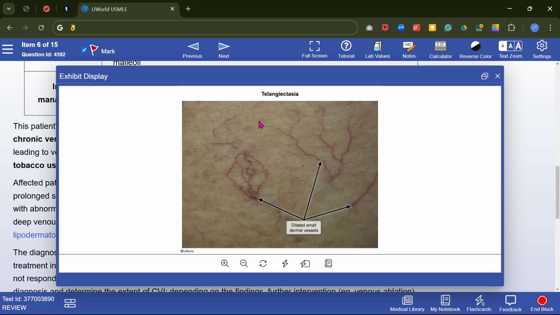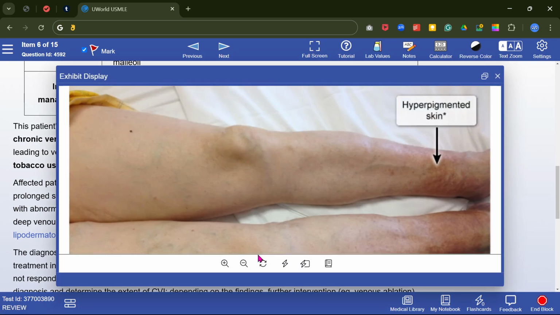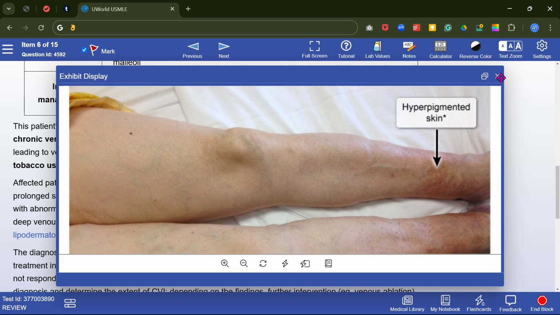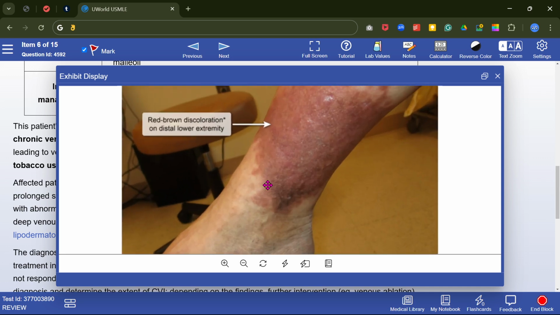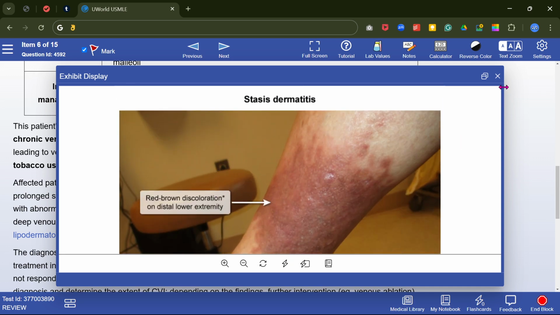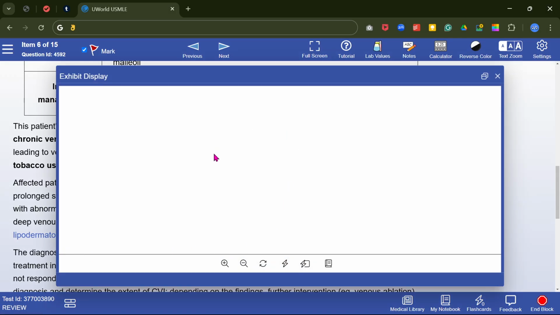Dilated superficial veins: this is telangiectasia, dilated small dermal vessels. This is varicose vein. Hyperpigmented skin, skin discoloration in more advanced cases. This is stasis dermatitis, lipodermatosclerosis.